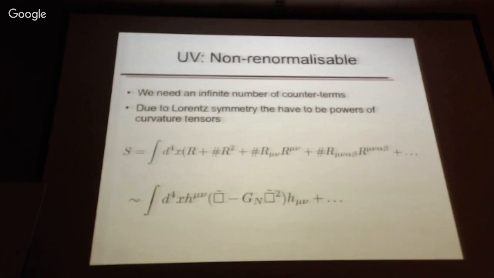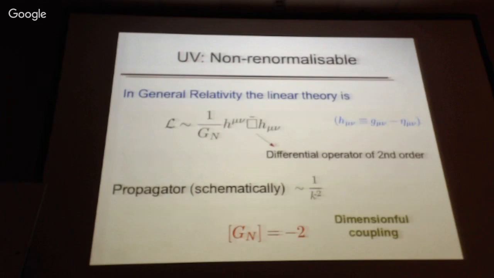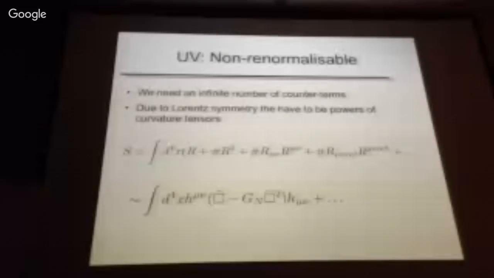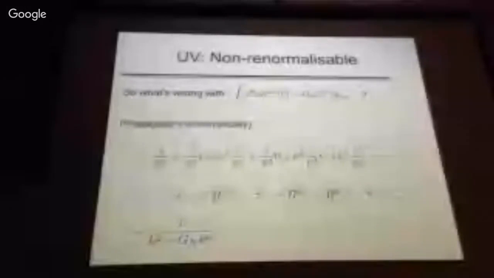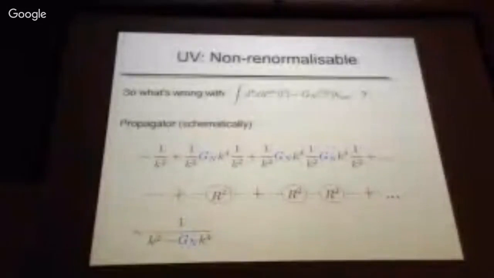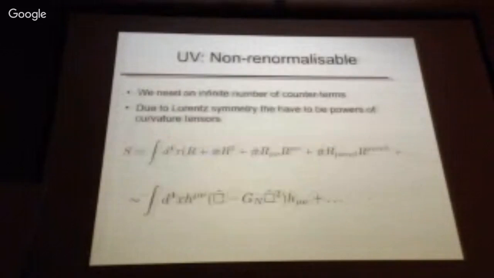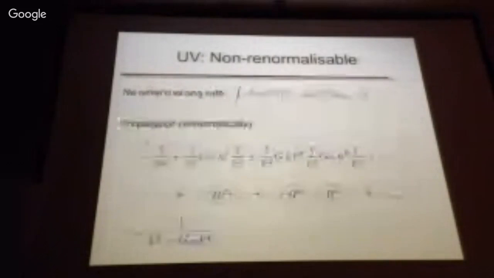If I linearize this new action with all these new terms, my differential operator gets modified to something like a differential operator squared. That means the propagator not only looks like 1 over k squared, but it actually has contributions from this Ricci squared, Ricci to the fourth, and so on. So the propagator, you can see it just like so. Inverting this kinetic term, it goes like 1 over k squared minus a term that actually has k to the fourth.